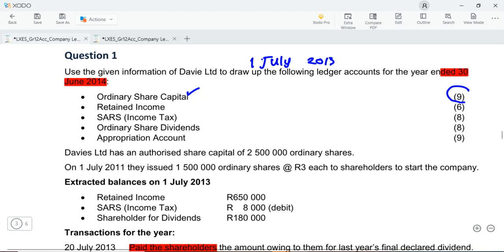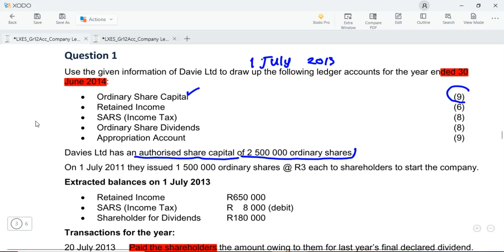Here they're saying Davy Ltd has an authorized share capital of 2,500,000 ordinary shares. Now we need to ask ourselves, what does the term authorized share capital mean? Authorized share capital simply means that this is the maximum number of shares that the business is allowed to issue. So they cannot issue more than 2,500,000 ordinary shares. Remember that companies are governed by the Companies Act. Very important. So now let's continue.